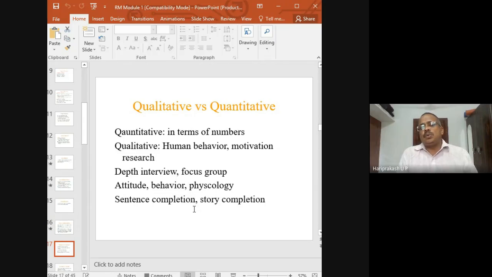Then the other type is qualitative and quantitative research. Qualitative versus quantitative research.